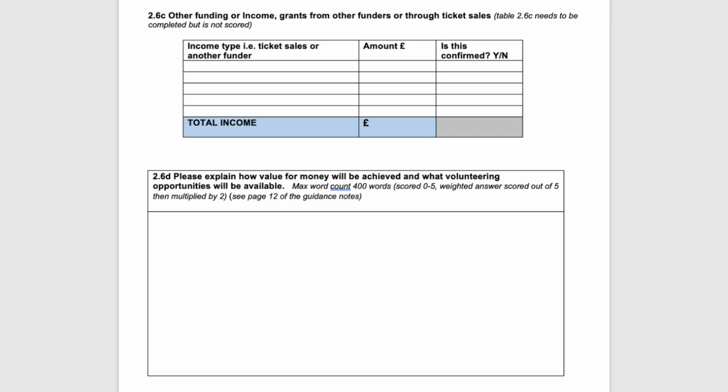In question 2.6d, you are asked to explain how you will achieve value for money, for example, from donations or sponsorship, and also what volunteering opportunities will be available. Question 2.6d is about how you will achieve value for money and is a weighted question, so it is scored out of 5 and then multiplied by 2. Please refer to pages 11 and 12 of the guidance notes for the finance section.